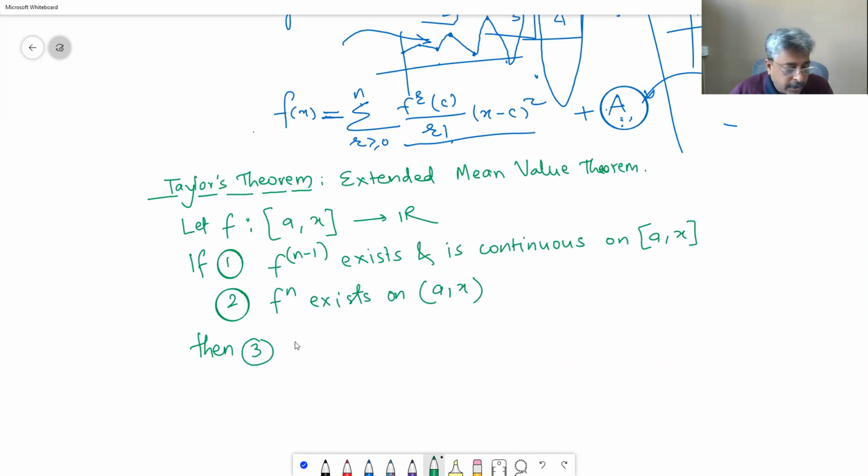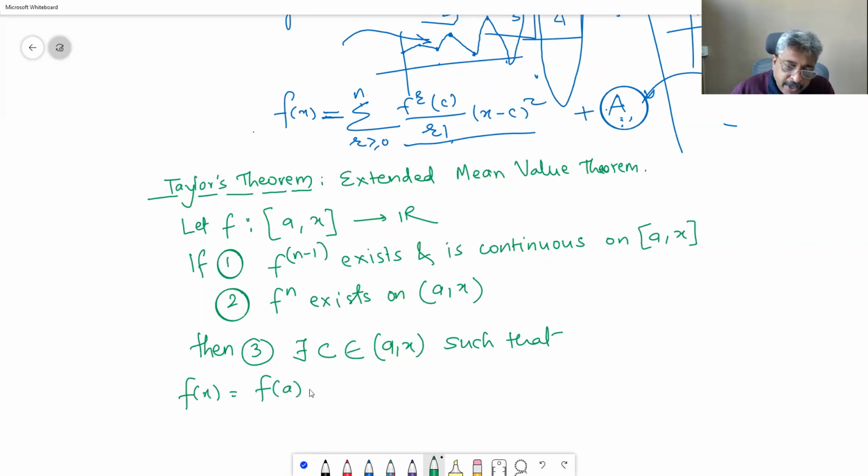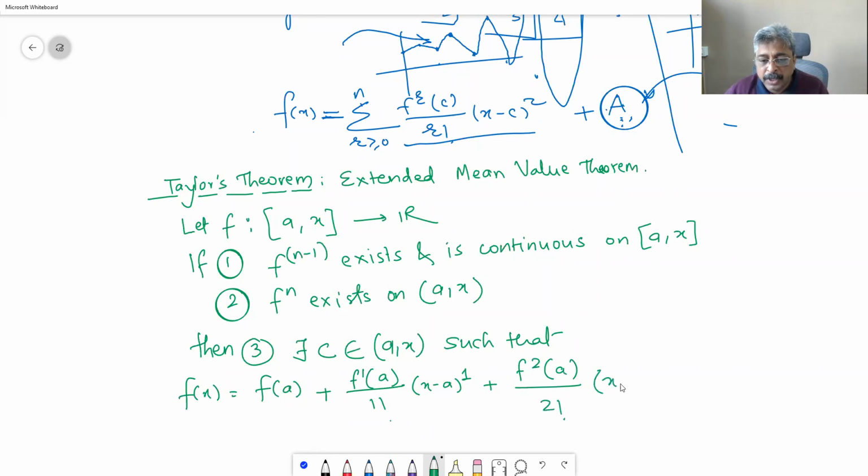there exists a point c belonging to a comma x such that f of x is equal to f of a plus first derivative evaluated at a upon 1 factorial into x minus a raised to 1, plus second derivative evaluated at a upon 2 factorial into x minus a raised to 2, plus dot dot dot, plus last term f n minus 1th derivative evaluated at a upon n minus 1 factorial x minus a raised to n minus 1. So these are the terms that we used to write.